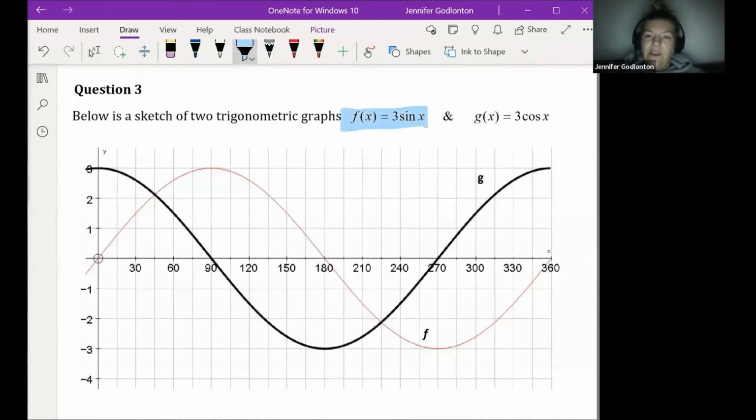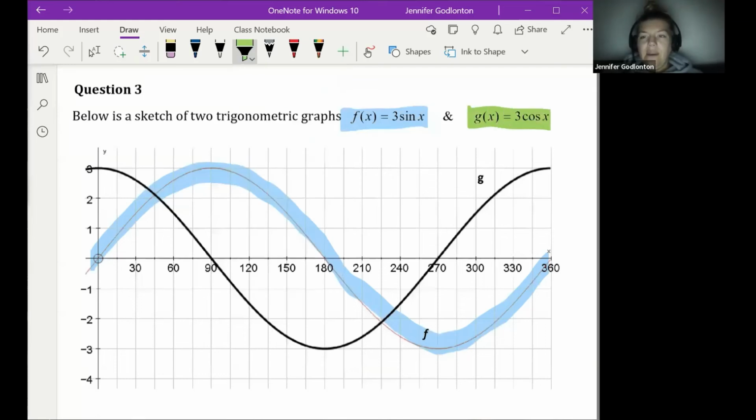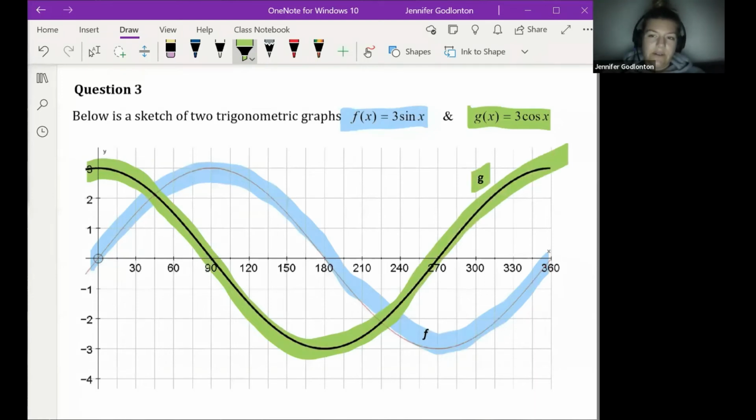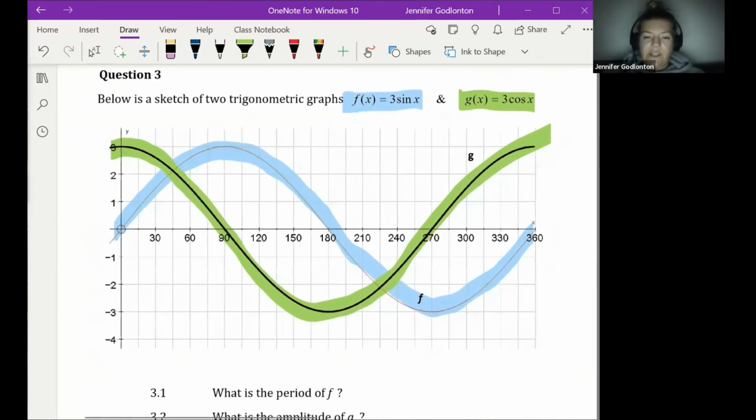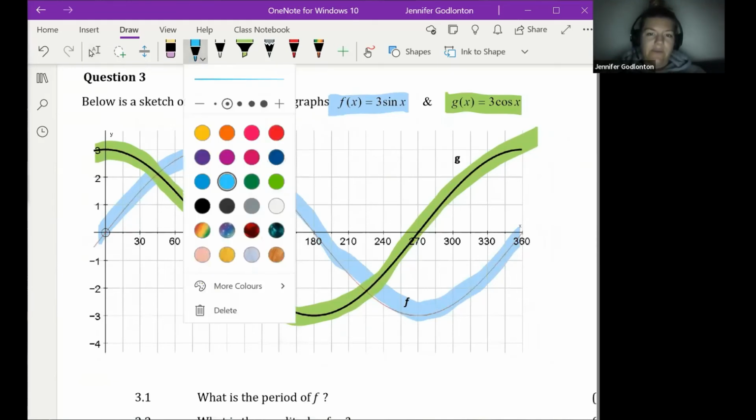So we've got f of x, which is 3 sine x, and that is this graph here. The thing with highlights is it just makes it really clear what you're working with, and it seems to do something good in your brain. And then g of x is 3 cos x. Okay, and now we knew that those were them because they were labeled for us. So g and f. Okay, cool. So now we know what our graphs are. First question is, what is the period of f? So what is the period of this blue graph?